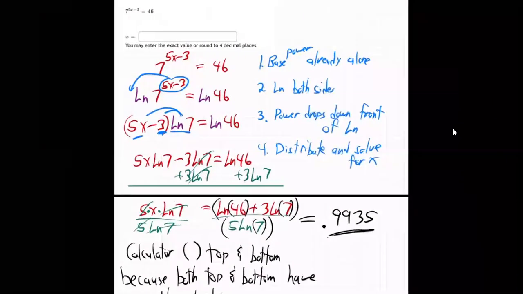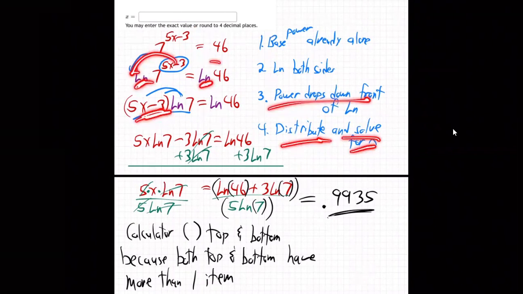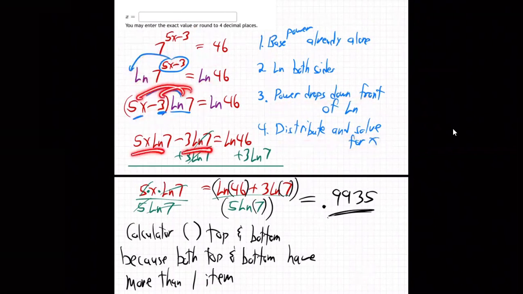So there we go. Let's recap. What did we do on this problem? When you have x in the power zone, called an exponential, you get the base to power alone. This one already was alone. Step 2, ln both sides. Step 3, the power drops down to the front. The power came down and we put parentheses on it. And then just distribute and solve for x. So I distributed that ln 7, 5x ln 7 minus 3 ln 7, then solved for x, got that x alone, added 3 ln 7 to both sides, and divided by the 5 and the ln 7. And there we go.